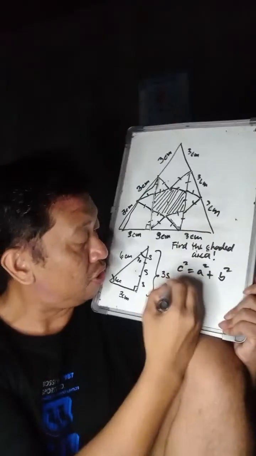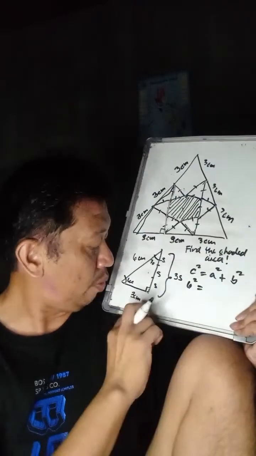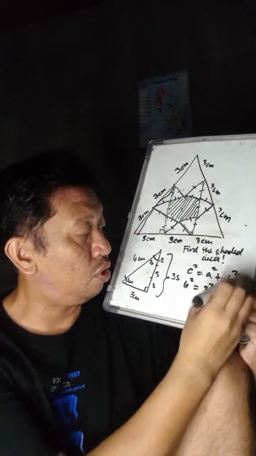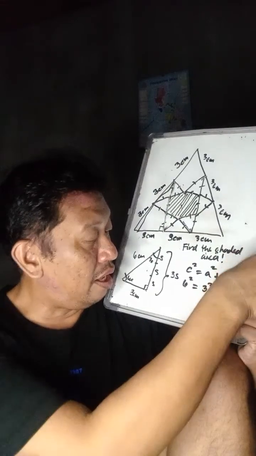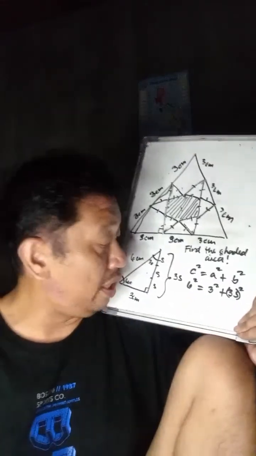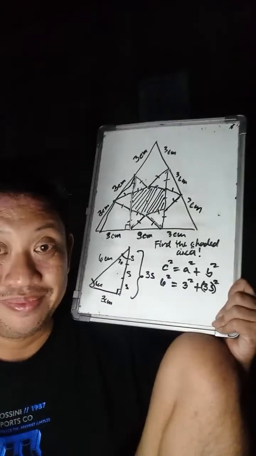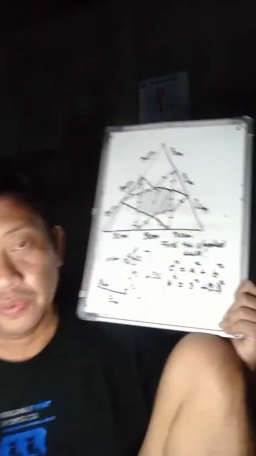So this is 6 squared, and then we add the two sides. We have 3 centimeters and we have 3s. So we have 3 squared plus (3s) squared. I just included the parentheses to indicate that the entire 3s is squared. Okay? And then from there, we can solve.